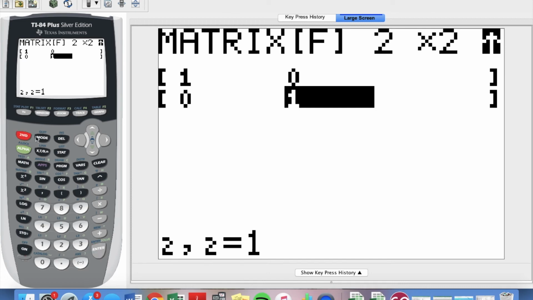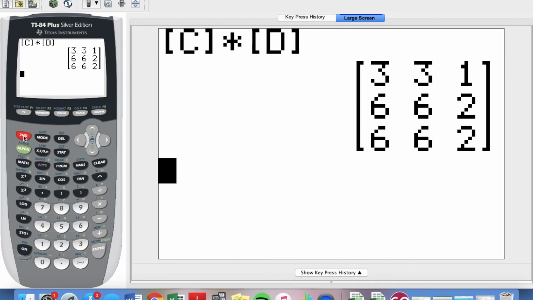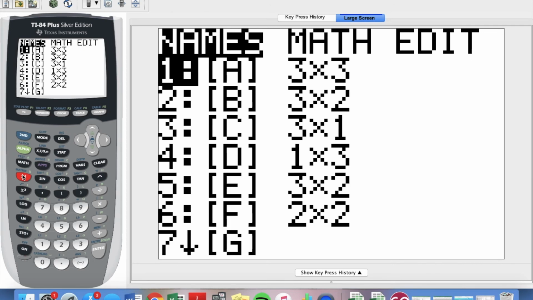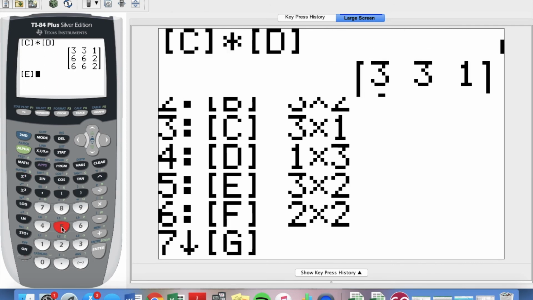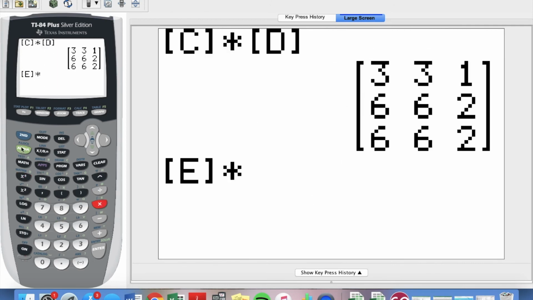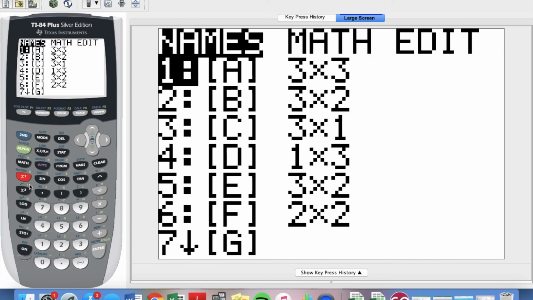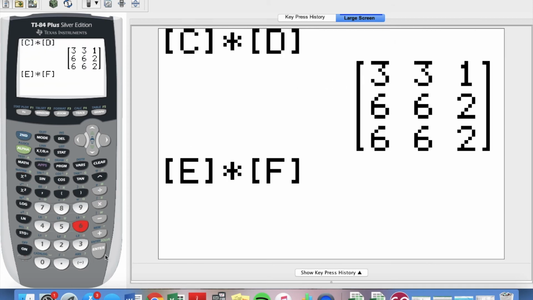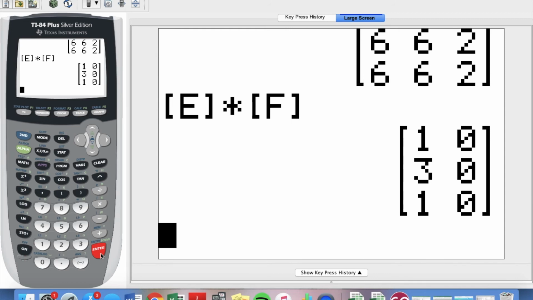Second quit, and then second matrix. So I want matrix E or matrix 5 times matrix F, second matrix, which was 6. Enter. And there it gives us our answer matrix: 1 0 3 0 1 0.